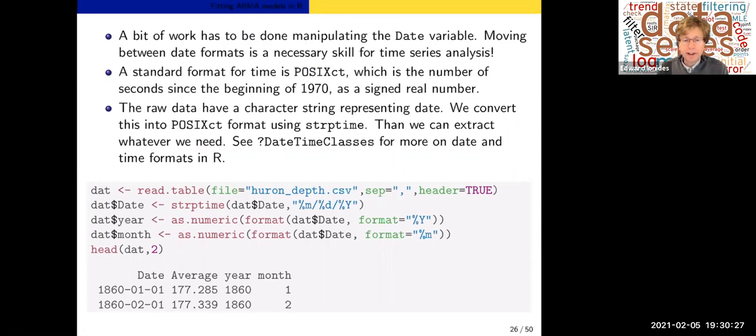Anyway, here is an example of how to do it in this particular case. So I've read in the data, and I've applied this strptime, and then I've extracted out the year and the month, and you can see what we get. We now have a data set where the year and month can be analyzed separately.